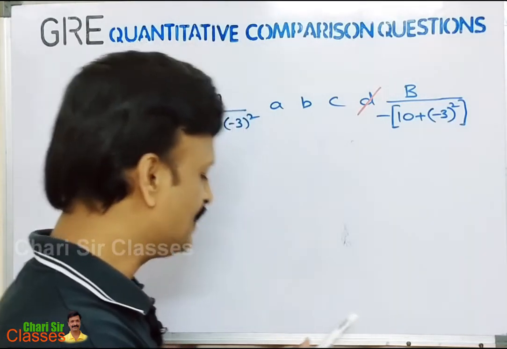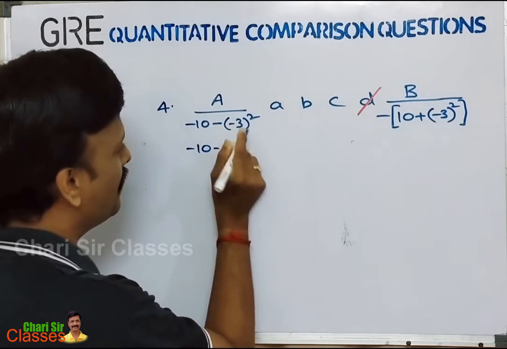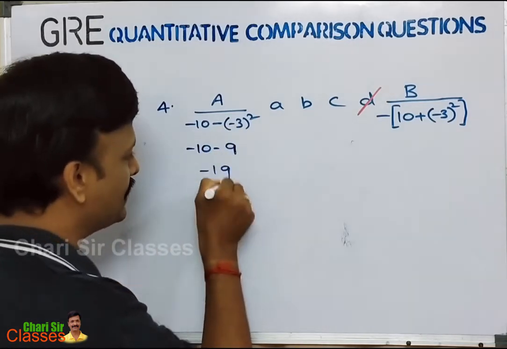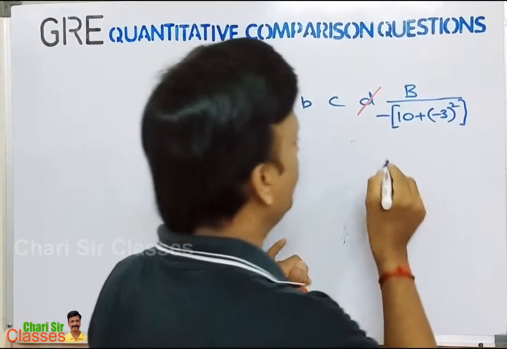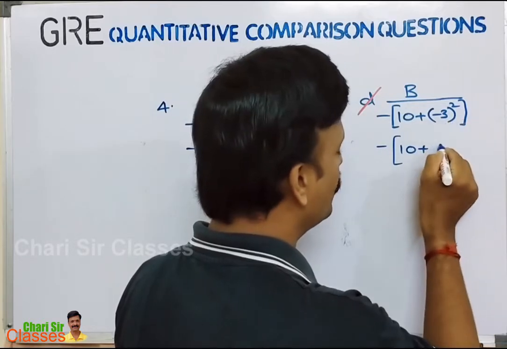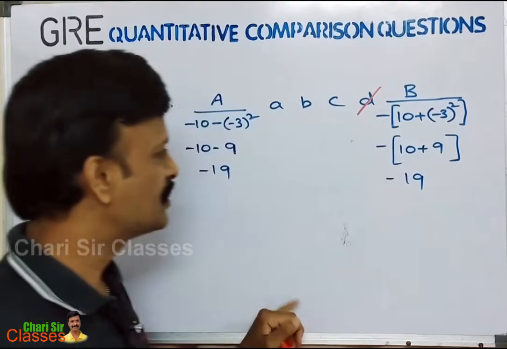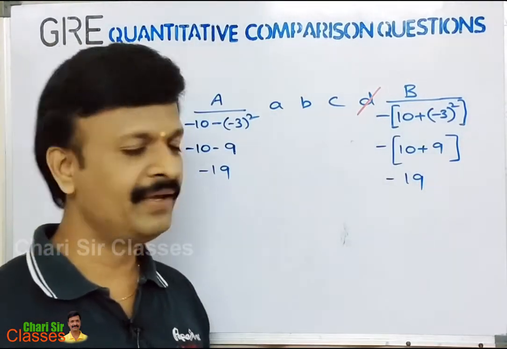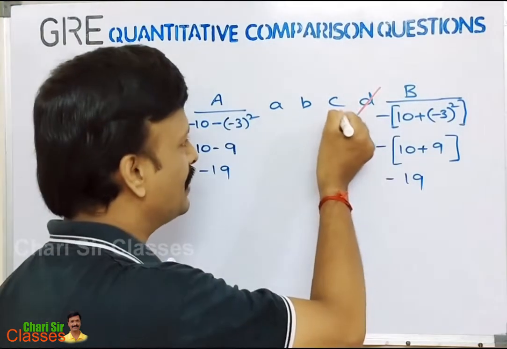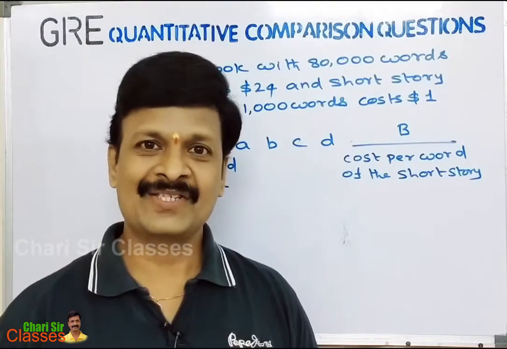So let's simplify quantity A first. That is minus 10 minus 3 whole square is 9. That becomes minus 19. Next quantity B, minus of 10 plus, minus 3 whole square is 9. That is minus 19. So quantity A is minus 19, quantity B is minus 19. Therefore the two quantities are equal. You can choose answer choice C. Close this.